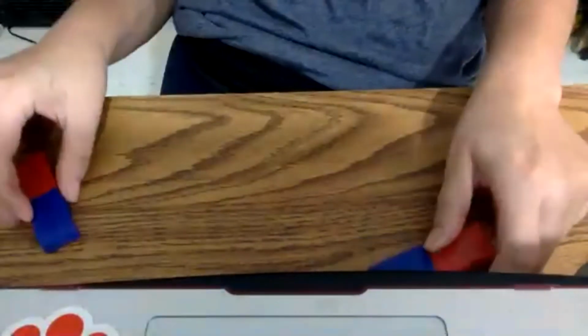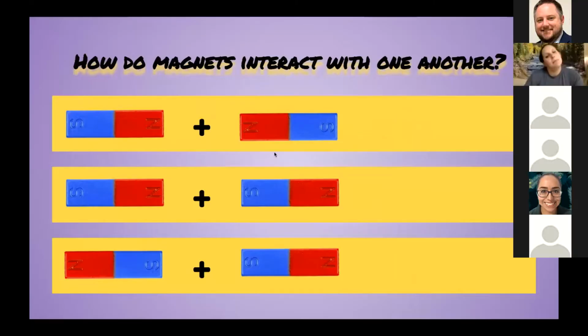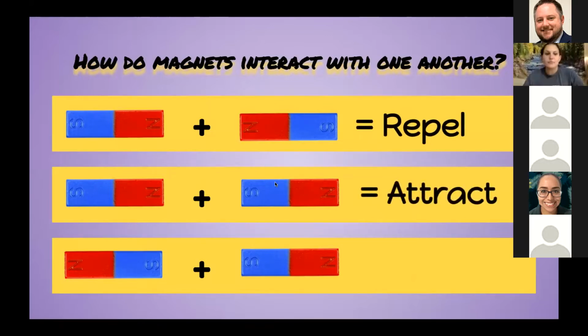They push apart. All right, let's look at our little chart and see what we can find. When we bring two North poles together, they repel each other. When we bring a North and a South pole together, they attract each other. When we bring two South poles together, they repel each other again. So the pattern is that two like or two similar poles will always repel each other, and opposite poles will attract.